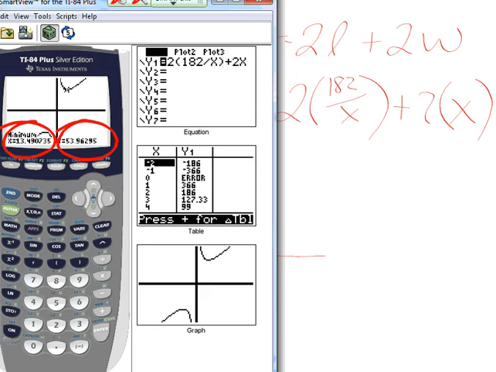Which one do we want? The how long the side is or the perimeter? What does the directions say? What is the least perimeter? 53. 53. That's the perimeter. It didn't ask us how long the side was. It asked us what was the least perimeter.